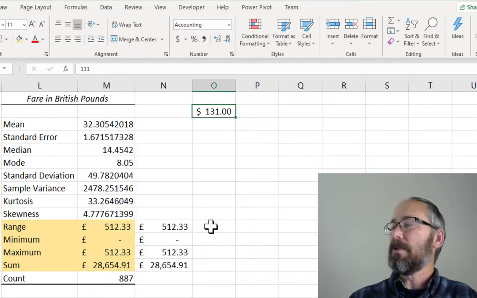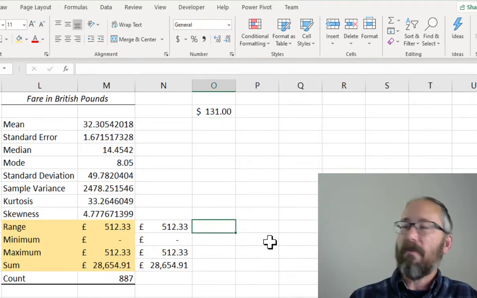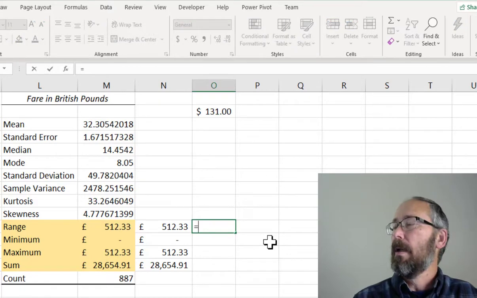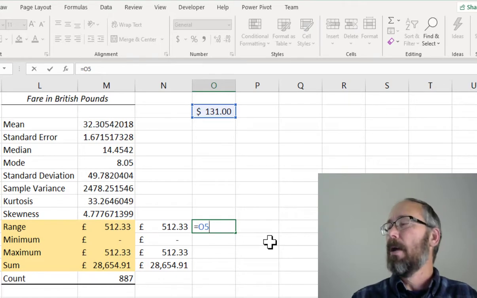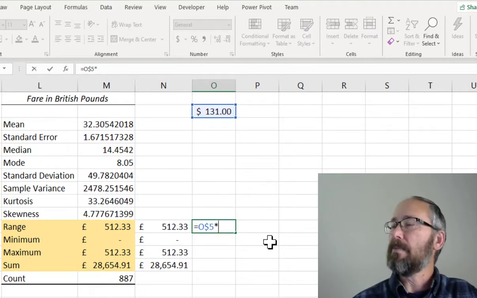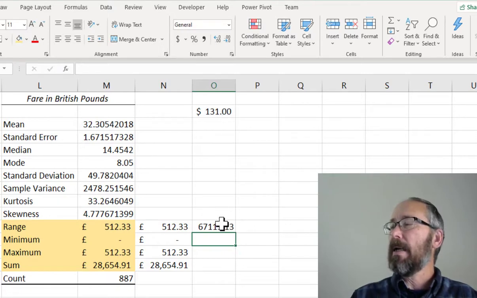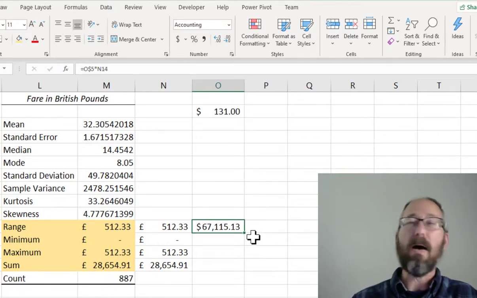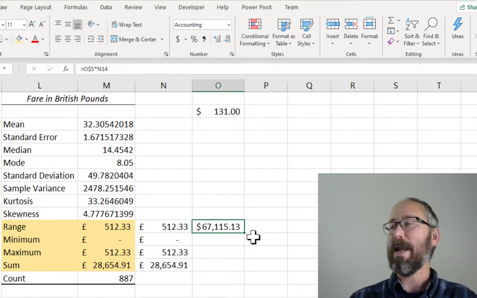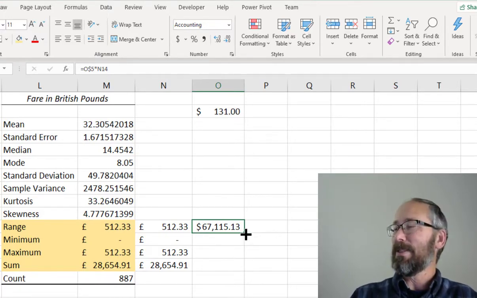So what I'm going to do is create a formula. I'll just create it here. Equals, and that's in O5, but because I know I'm going to copy this down, I'm going to ensure that it's an absolute reference to the row, times N14, to find out my range. And again, that's dollars, so I want to make sure I'm showing that. But wow, that's a large range. A little bit shocked at that.